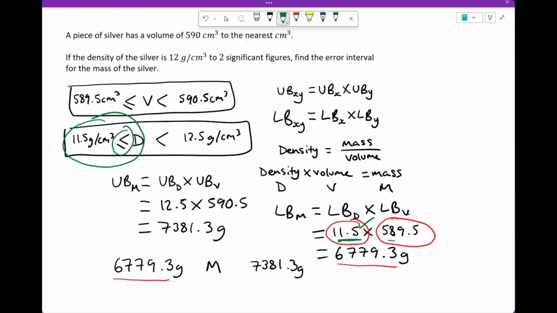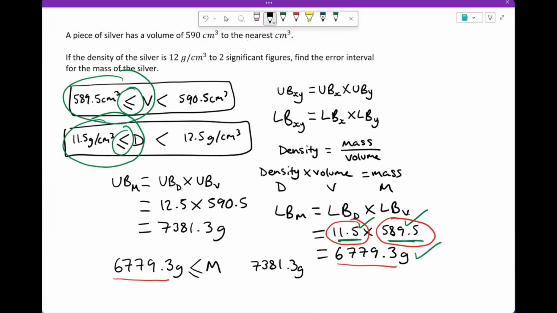Now, for the 589.5, that is over here. And once again, we have a same as inequality. Therefore, we can have the 589.5. And as a result, we can have the 6,779.3. So therefore, for my lower bound, it is going to be a same as inequality. Of course, the greater than will be pointing to the m.